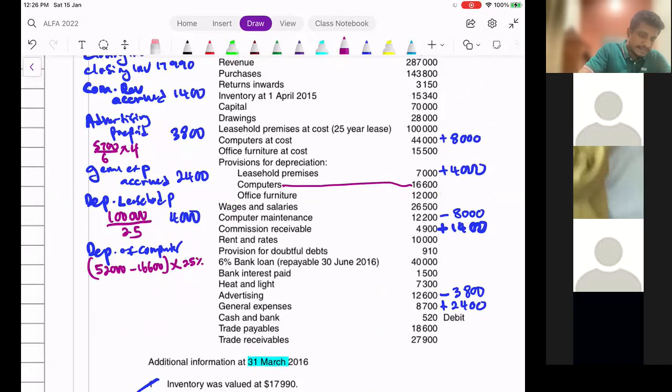So 52,000 minus 16,600, times 25%. 8,850. That's the depreciation for this year, the current year. So the current year depreciation plus last year's depreciation, 8,850. Later we will include this in our statement of financial position. Okay, next one.